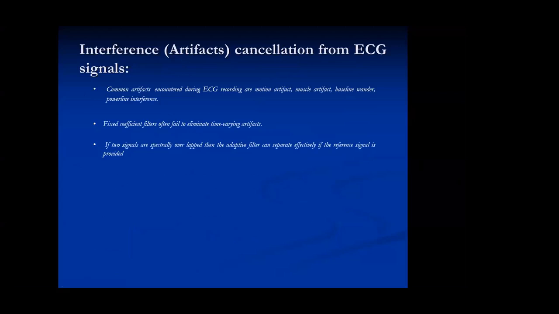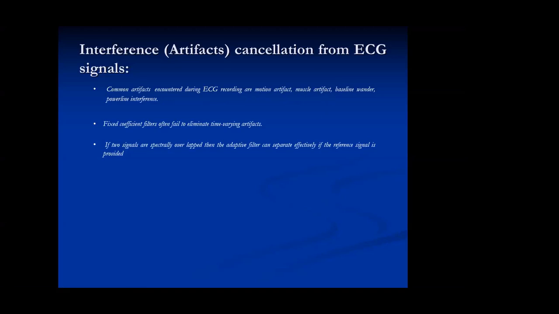Now coming to the biomedical case studies. So I will first take ECG signal processing, then EEG signal processing. So the common undesired signals encountered in ECG recording are motion artifact. If I place an electrode on the surface of the body, due to the respiration, there will be some body movement. Because of that, electrode will be displaced. So we will get some undesired motion artifact and muscle artifact. So due to the muscular activity, there will be some artifacts.